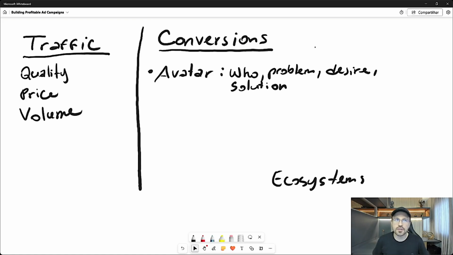So who your avatar is: I'm targeting people of this age, who live in this place, who have this education level, and most of them are married or divorced or whatever. You need to understand that. Then what is the problem they have? Well, the problem here is the emotional thing. Let me put it in here like emotional. So for example, they want to lose weight. No, they don't want to lose weight. Why do they want to lose weight?